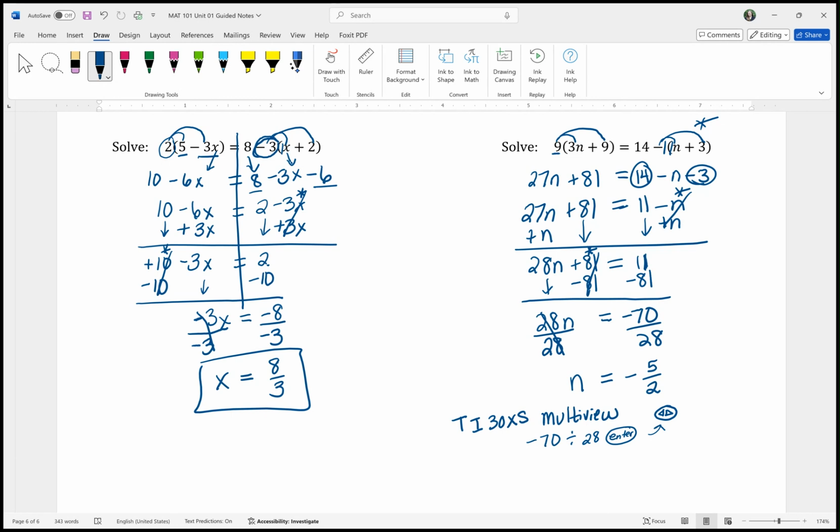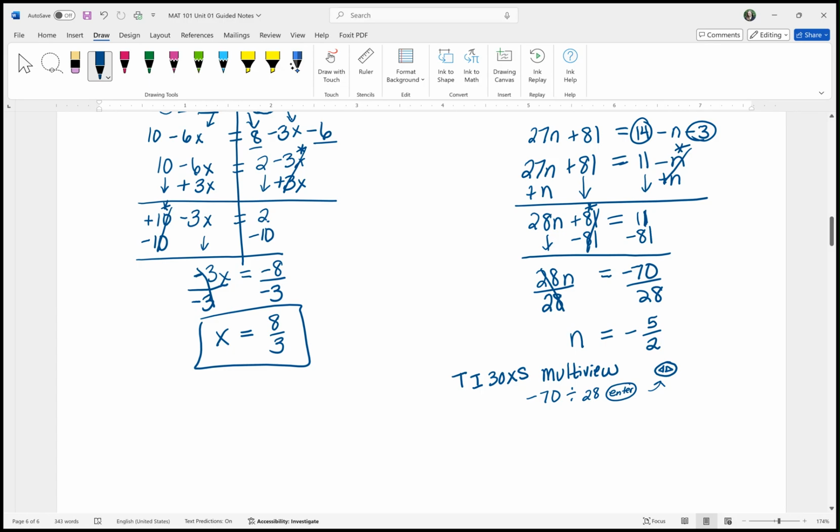Don't write this as -2.5. We most of the time do not need decimals. The only time you're going to use a decimal typically is application problems, and it will specify in the problem on the computer what you should do there. All right, that's the easier calculator.